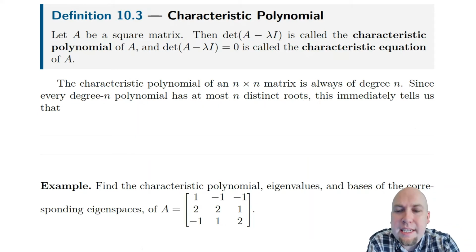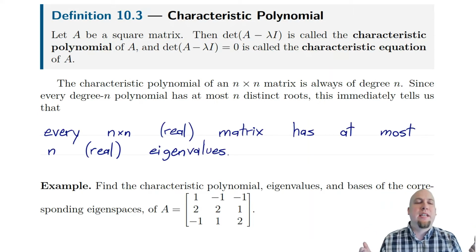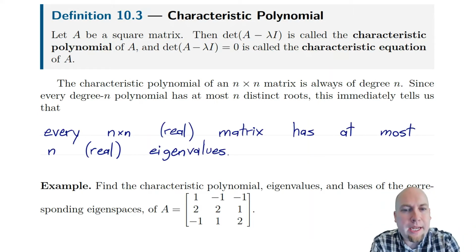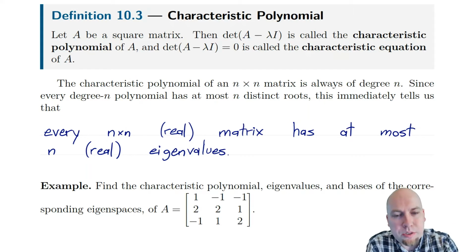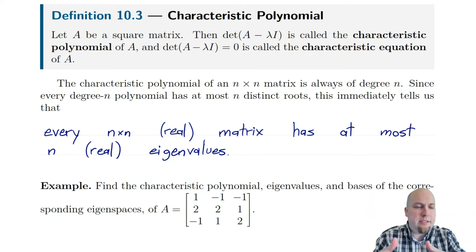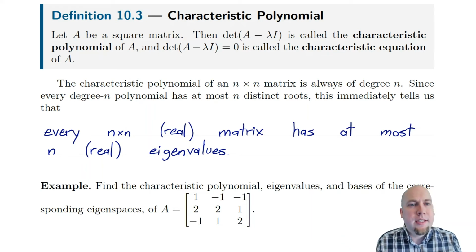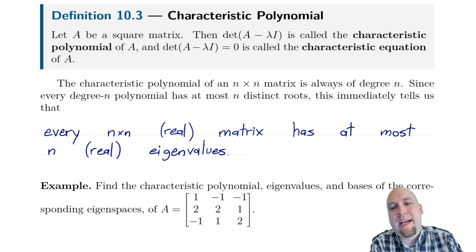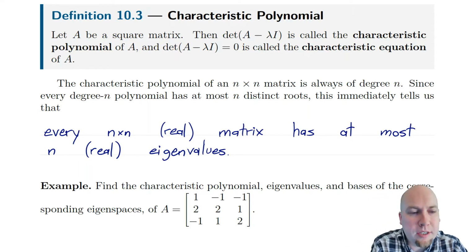which immediately tells us, if we just string these facts together, that if you have an n by n matrix, it has at most n eigenvalues. An n by n matrix, like a 2 by 2 matrix, is never going to have 3 eigenvalues. It's never going to have 4 eigenvalues. It'll either have 0, 1, or 2, always, because we know that these eigenvalues come from a polynomial equation of degree 2.